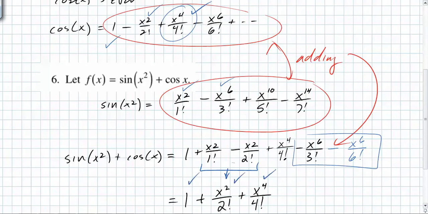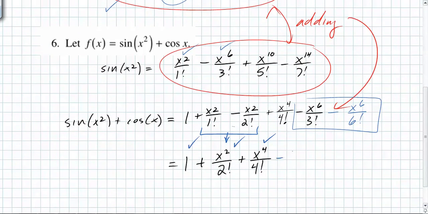If we want the fourth term, is there an x to the fifth term in here? No. There is no x to the fifth. Is there an x to the sixth term? Yes, the x to the sixth term is going to be plus, what do we have here? You're going to add together negative x to the 6th over 3 factorial minus x to the 6th over 6 factorial.